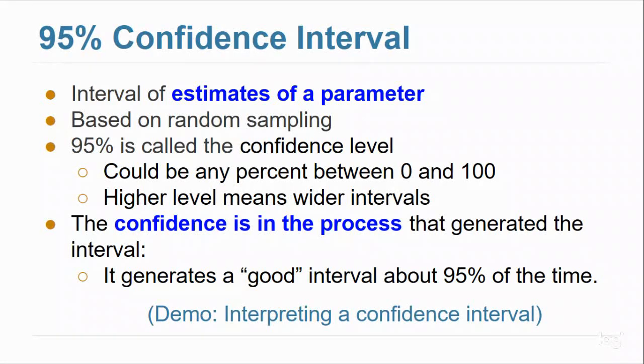The confidence that we're talking about is the confidence in the process that generates the interval. If we call an interval good if it contains the parameter, then a 95% confidence interval is produced using a process that should generate good intervals about 95% of the time. In a moment, we'll go to a Python notebook to show an example of this, but for now, let's just look at a graphic that Python notebook will produce.